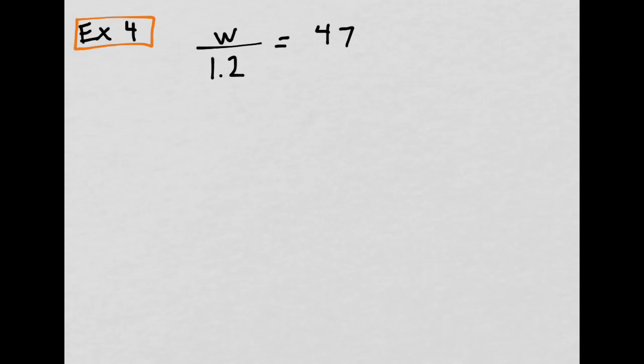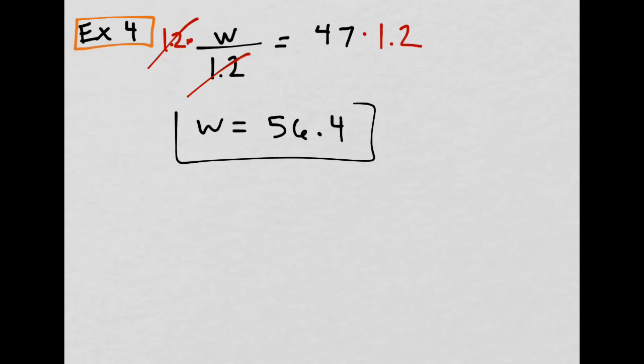Here, I have 1.2 on the bottom, so I have to multiply both sides by 1.2. That's not that bad. That way they cancel. Okay, I have to do the same thing to the other side. 1.2. What is 47 times 1.2? You just use a calculator. 47 times 1.2. And this is 56.4. So W equals 56.4. Oh, that's amazing.